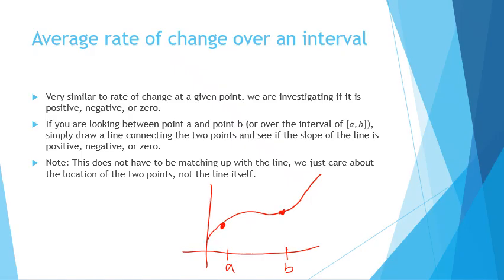It doesn't matter what happens in between, because the only thing you want to do is connect the two endpoints of the interval, like so, and then find the slope of those with those 2 points, right? So we all know how to find the slope, but right now we just want to see if it's positive, negative, or zero. All right, so it doesn't have to be matching up with the line. In actuality, we could have this function look like this, and it doesn't matter because it crosses through those 2 points still, right?